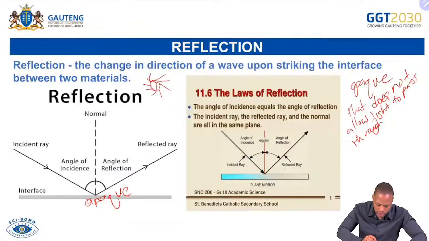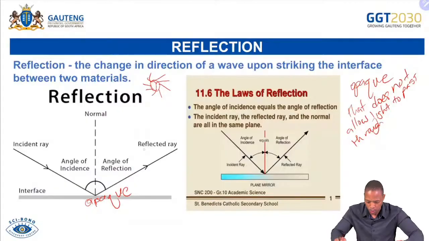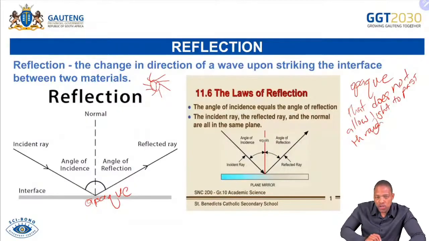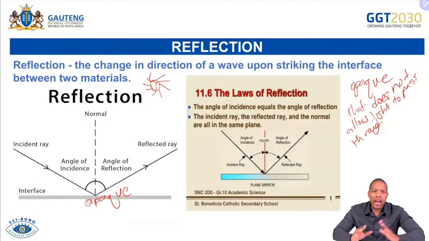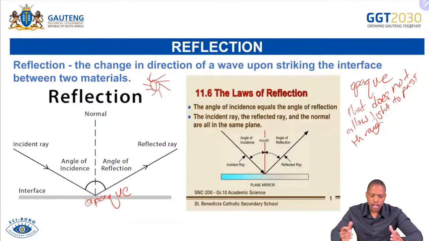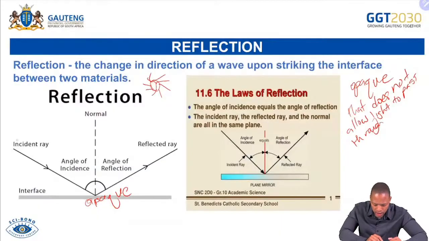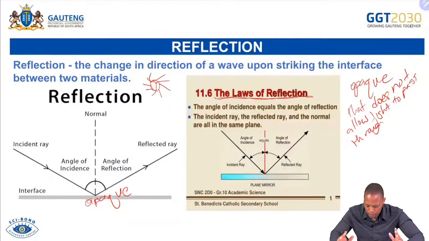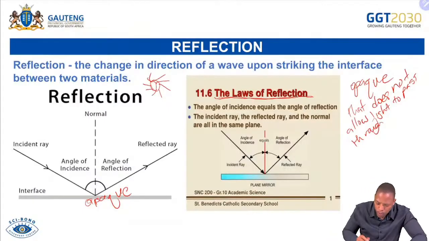So it hits the interface and then it changes direction as if it was bouncing back. However, it does not just change the direction anyhow. There are certain laws that this light ray is going to follow as it changes the direction, and these laws, we call them the laws of reflection.